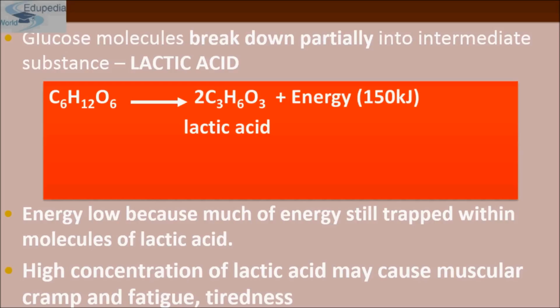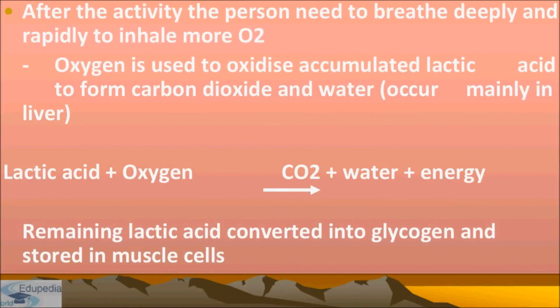A high concentration of lactic acid may also cause muscular cramp, fatigue, and tiredness. After the activity, the person needs to breathe deeply and rapidly to inhale more oxygen. Oxygen is used to oxidize accumulated lactic acid to form carbon dioxide and water, which occurs mainly in the liver.